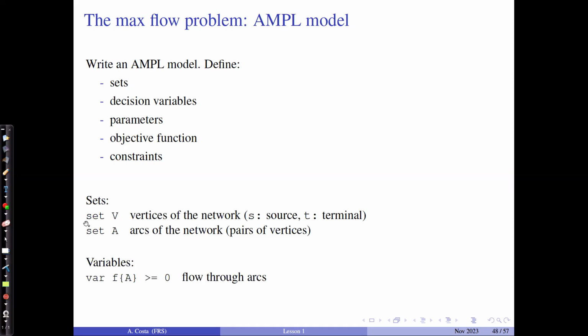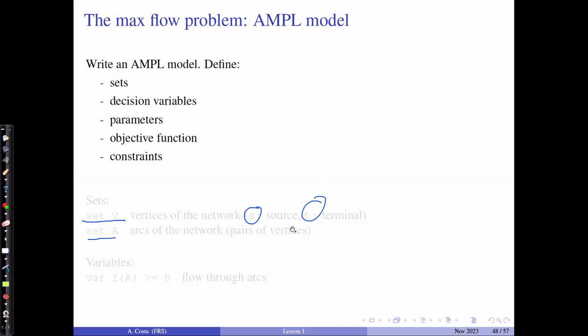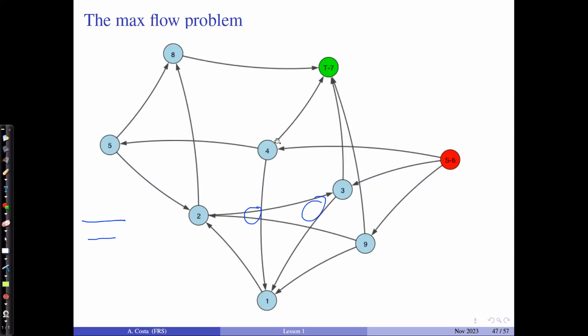So for example, we can define a set V, a set of vertices of the network, where S and T are the source and the terminal. So these are all the nodes that you have seen before. And then we have the set A of arcs of the network. They are pairs of vertices, because an arc like this arc going from 4 to 7, we can represent it like that, (4, 7). So it's a pair of nodes, the starting and the ending one.